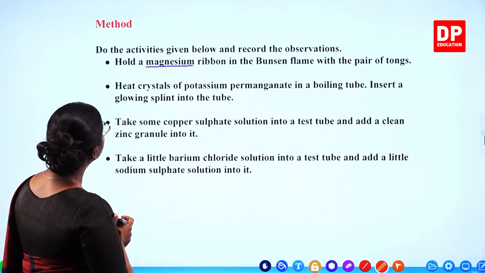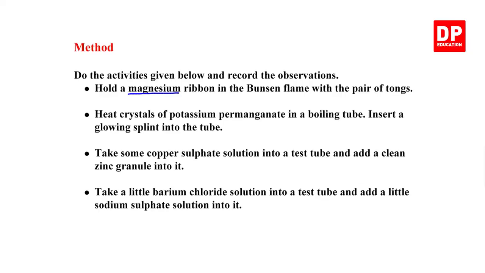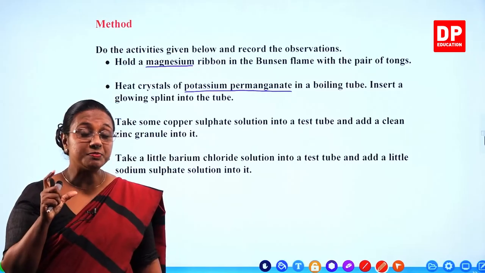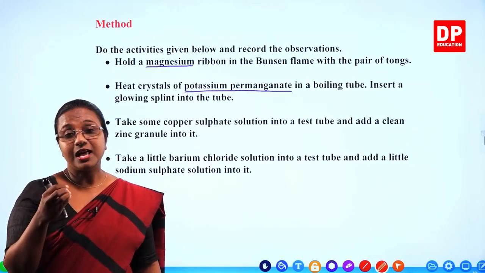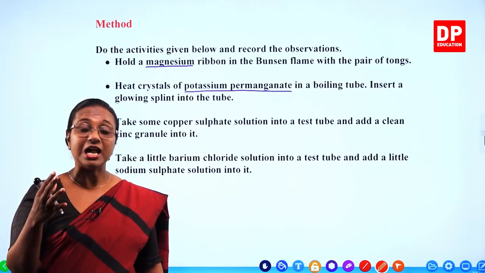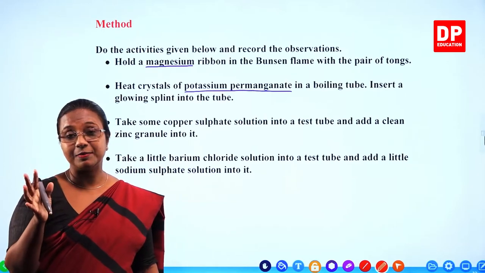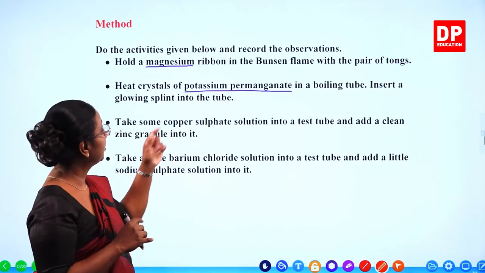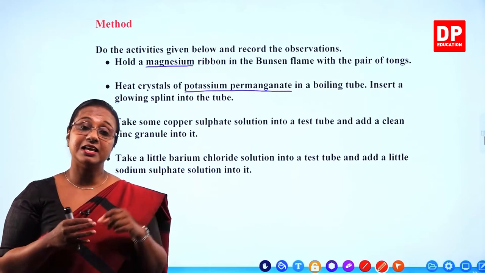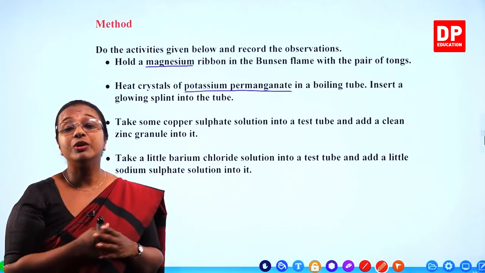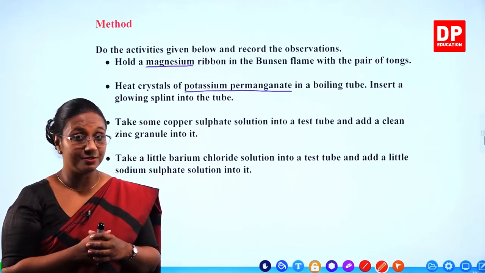Then we heat crystals of potassium permanganate in a boiling tube. You take a small amount of potassium permanganate. Although it's purple in color, when it is a large amount it looks like blackish crystals, but you can see the purplish color. So the purple potassium permanganate crystals are taken into a boiling tube, and you heat it using the Bunsen flame.